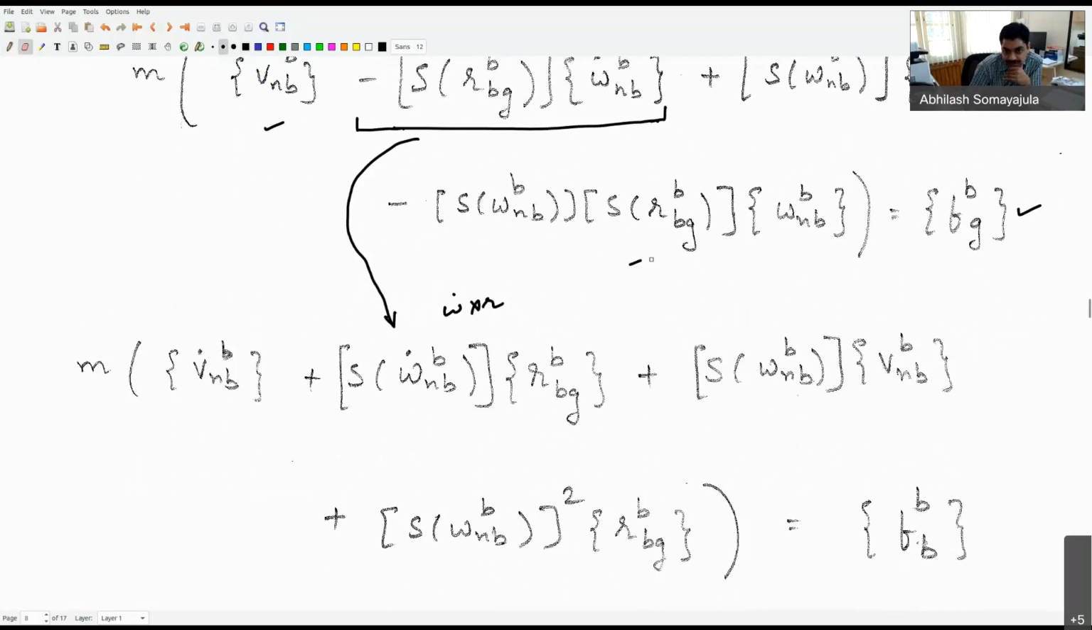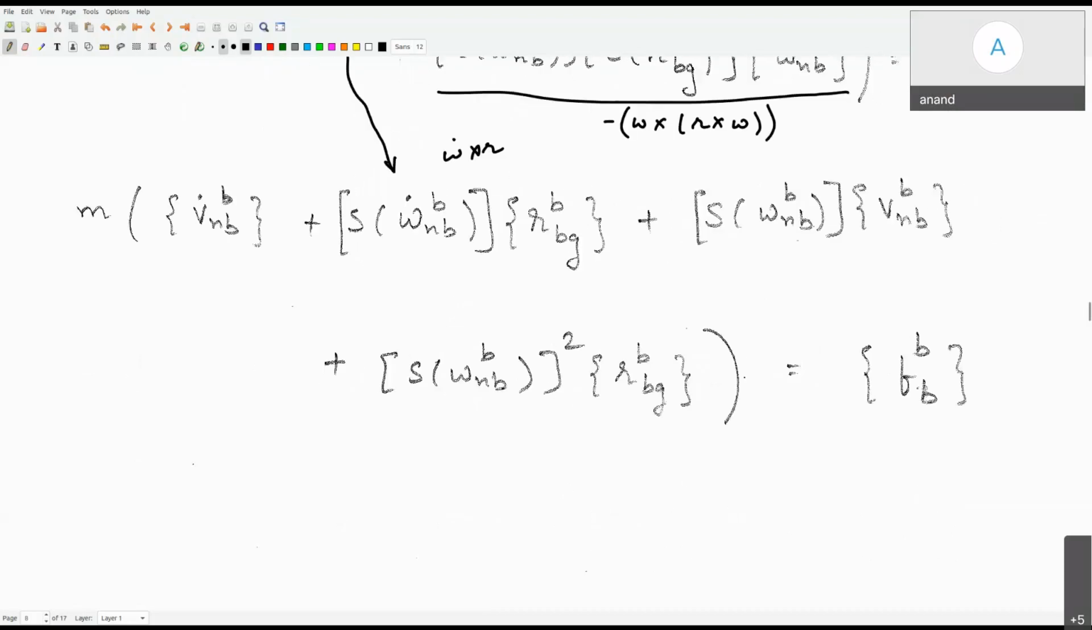See, this last term, what does it represent? This represents omega cross minus of omega cross r cross omega. Correct? Yes, sir. Okay. What does this last term here represent? Omega cross r. Yes, sir. Right? It is easy to see actually that these two are equivalent.